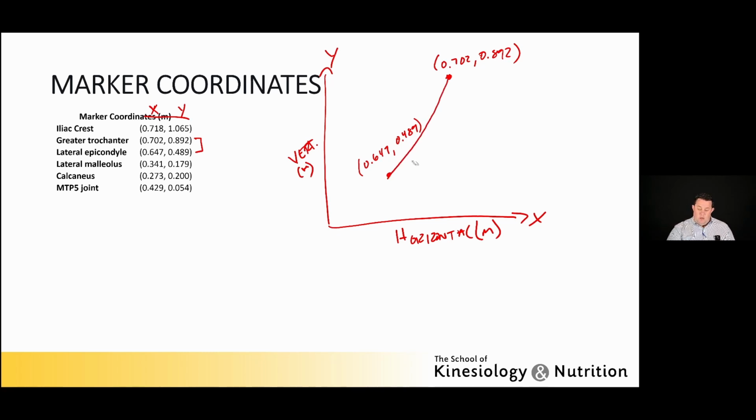I drew a not straight line, but there we go, through that number right there. But that's my thigh segment that's connected between those two dots. But how do we actually determine that length?